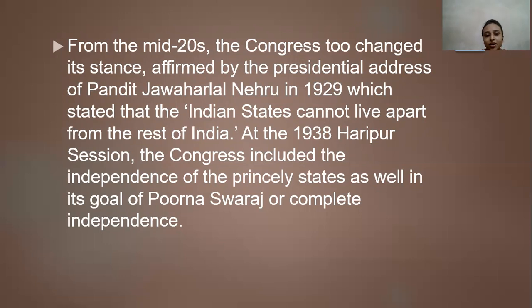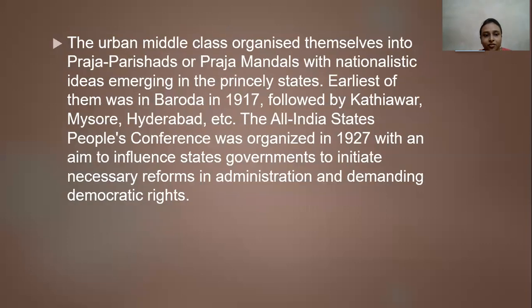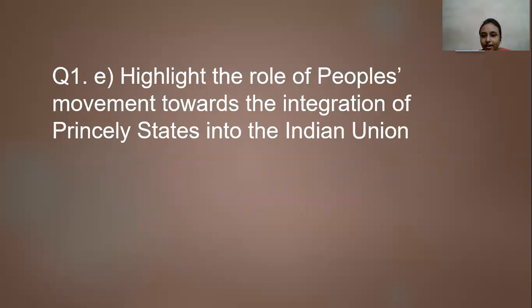So till this time, we see that all the princely states were excluded from Purna Swaraj, that is complete independence. Now with the declaration of Pandit Jawaharlal Nehru in 1938 at the Haripur session of Congress, they declared that princely states were also a main part of Purna Swaraj or complete independence. The British cannot do administration in their princely states with their own rules and regulations. So I guess this is the answer to the question. You can just highlight this.